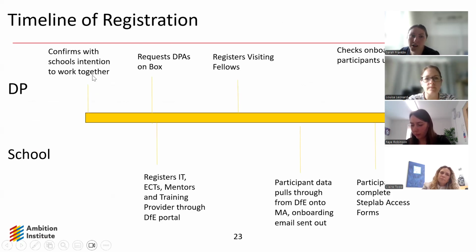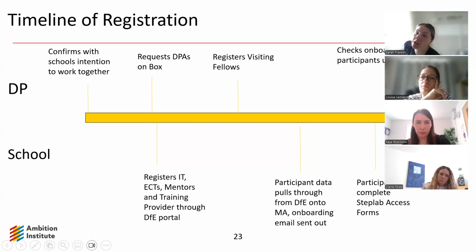So this is the timeline of registration. So you'll confirm with the schools that you want to work together. And then the first thing that you'll need to do is request the associations on Box, which is our platform for information sharing. And in our next session, I'm going to show you how to do that. So for today, you don't really have to do anything. It's just for your awareness.